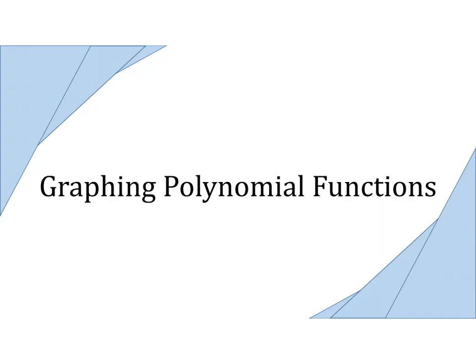Now that we have discussed things like domain and intercepts and multiplicity of zeros and how that affects what happens at an x-intercept, and we've discussed vertical asymptotes, holes, and oblique asymptotes and horizontal asymptotes, etc., we can now put these all into practice by looking at the graph of a polynomial function.